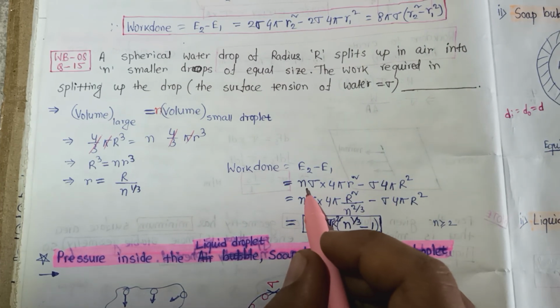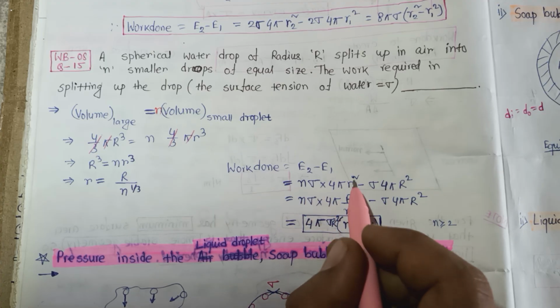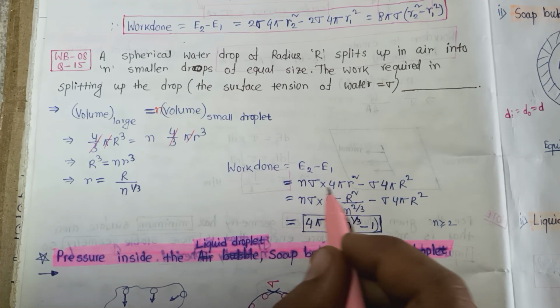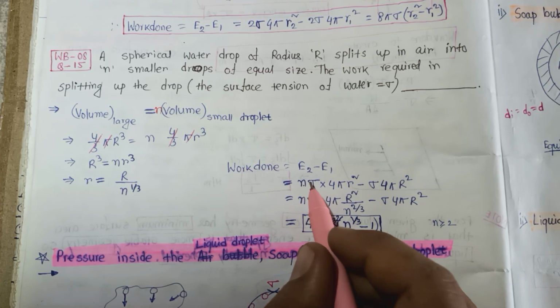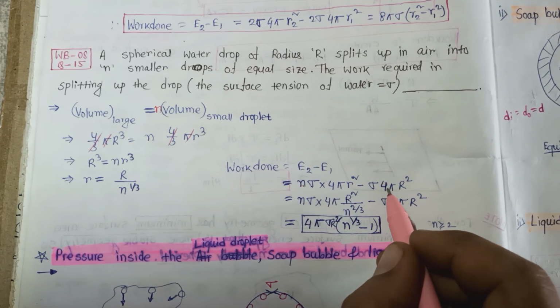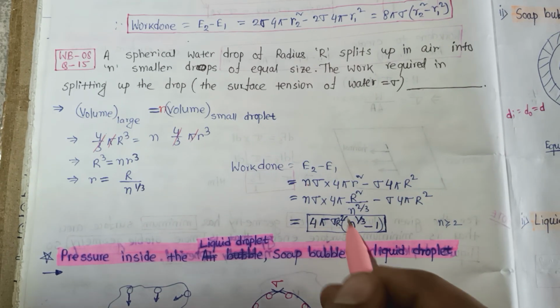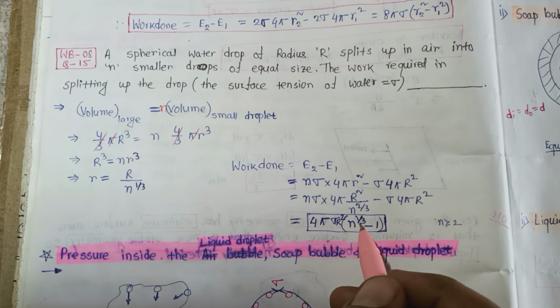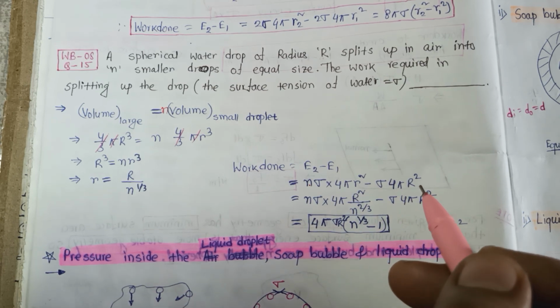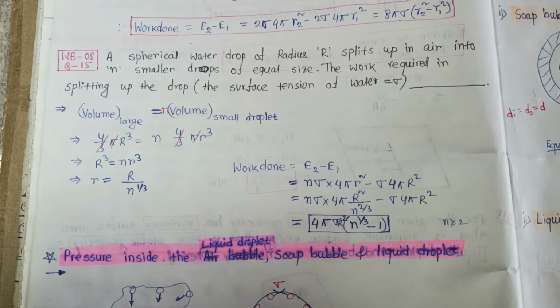So E2 is equal to n into sigma into 4 pi r square. So this is for the smaller droplets, n multiplied by sigma into 4 pi r square. So from here you can get how much work is required to convert the spherical water droplet into n smaller drops. So this is my handwritten notes.